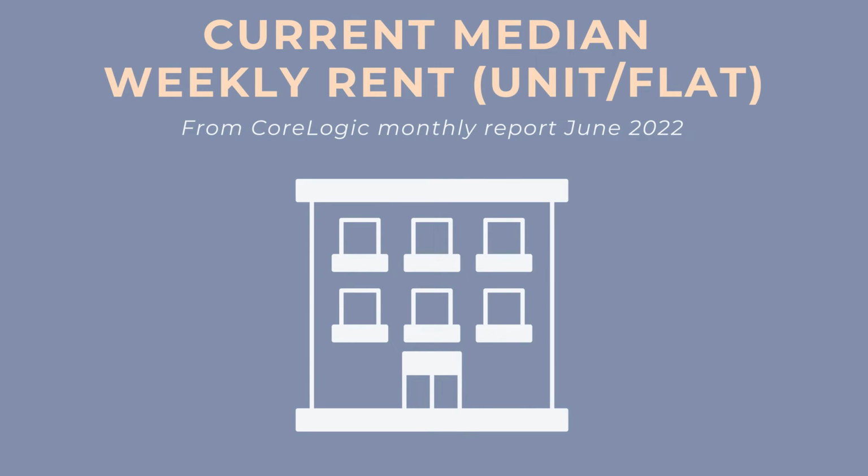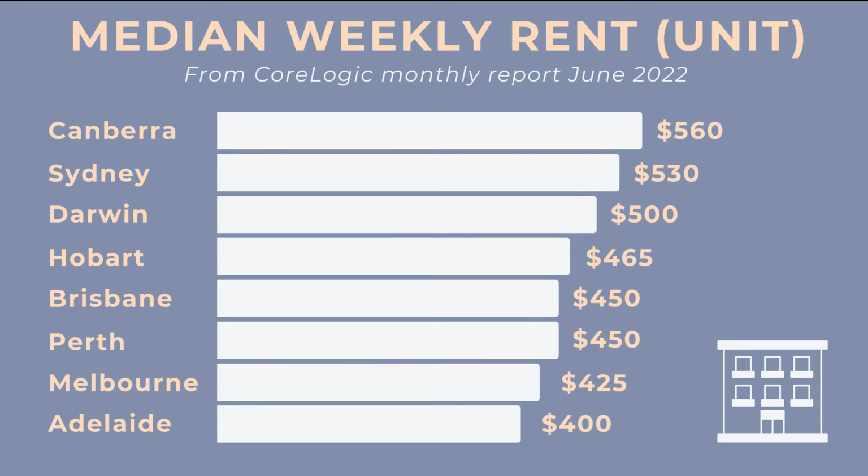Next, I'll run through the median weekly rents for flats or units in Australia. So the most expensive again is Canberra at $560 a week. Second is Sydney at $530 a week. Then Darwin at $500, Hobart is $465. Brisbane is $450 a week. Perth is also $450 a week. Melbourne is $425 a week, and cheapest is Adelaide at $400 a week.